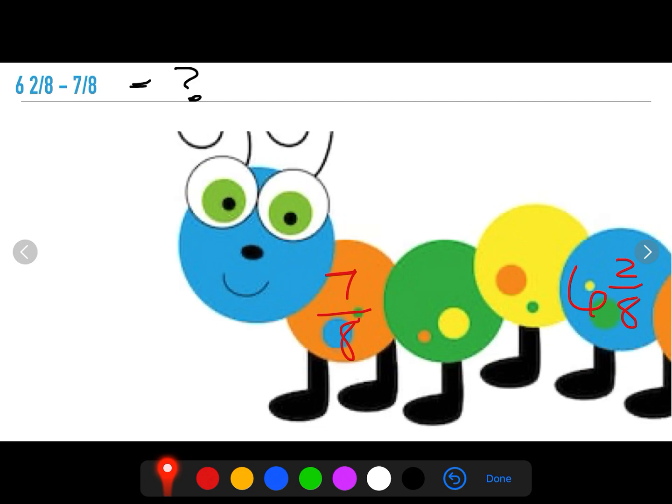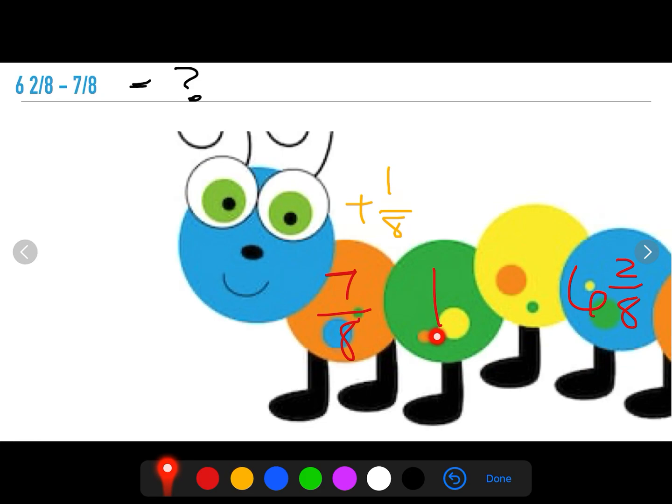Now you guys, you know what comes next. I'm counting up. I'm counting up to the closest whole number from 7/8. Do you think you know what the closest whole number is? Awesome job, it's one whole. 7/8 plus blank eighths equals 1 whole. Absolutely, 7/8 plus 1/8 equals 1 whole.